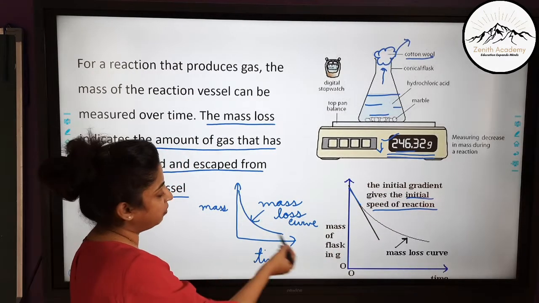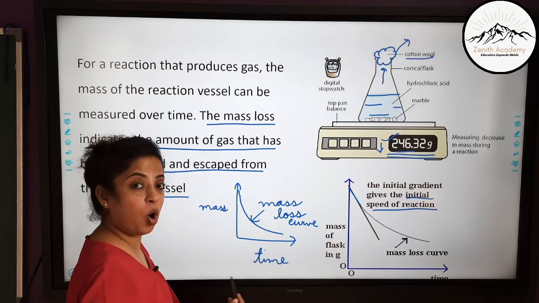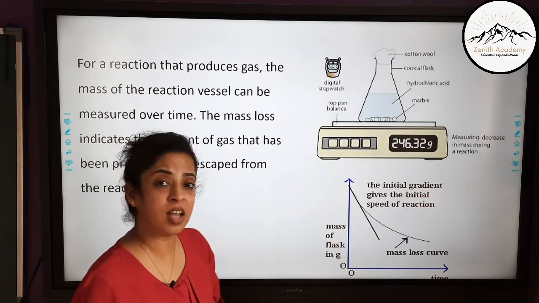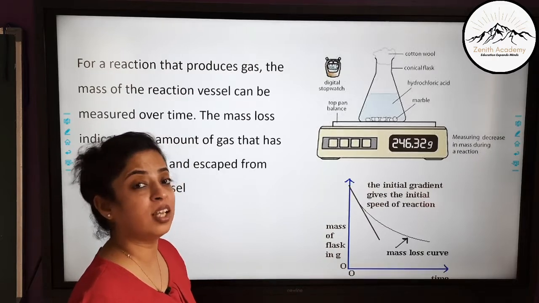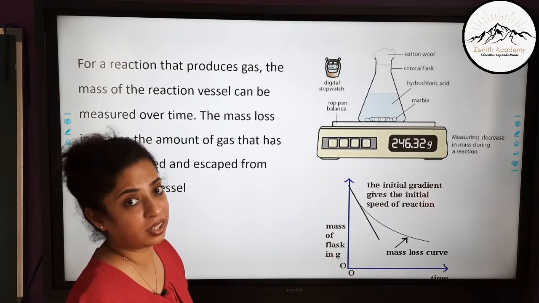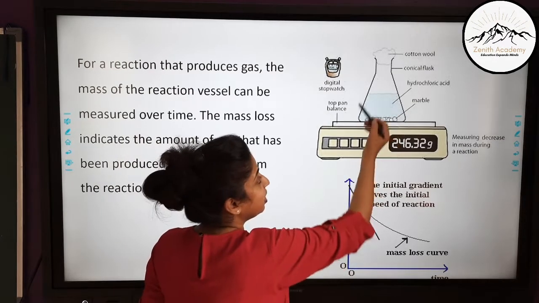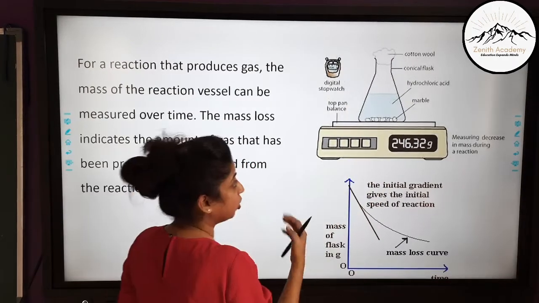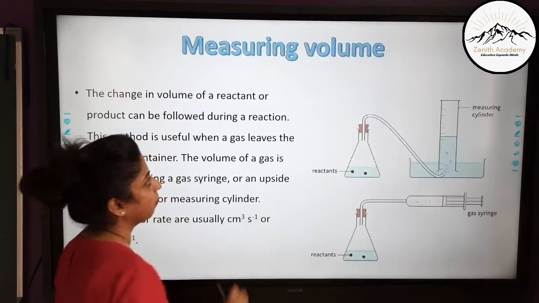Now the gradient of this graph will give you what? The exact rate of reaction. So by noting this down, we have actually calculated the loss in mass of the reactant, because the reactant is being used up in producing the products. So you can say it either way.